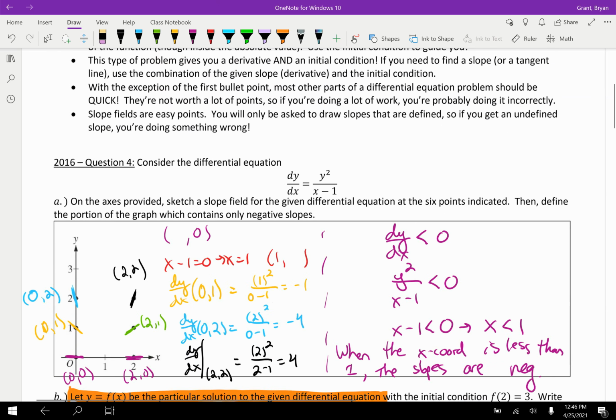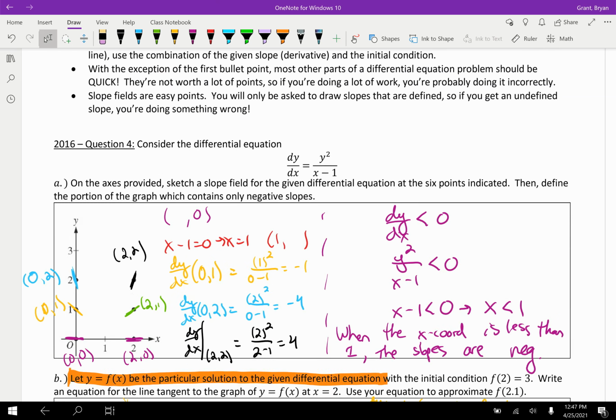Last but not least, slope fields are pretty easy points. You're only asked to draw slopes that are defined, so if you get an undefined slope like dividing by 0, you probably did something wrong.